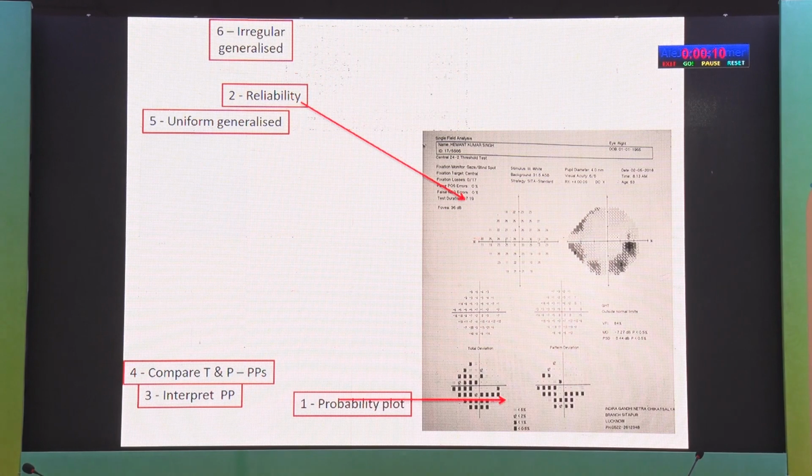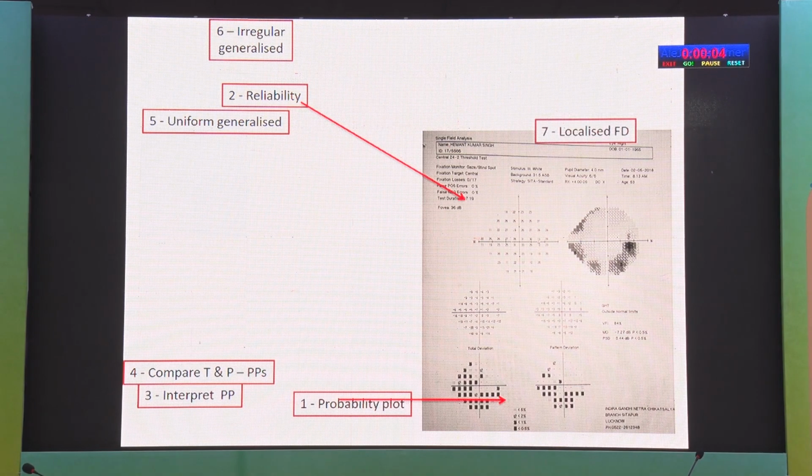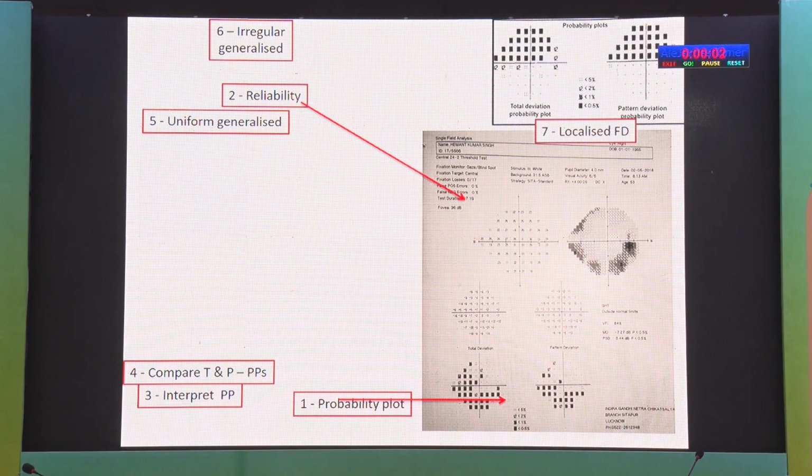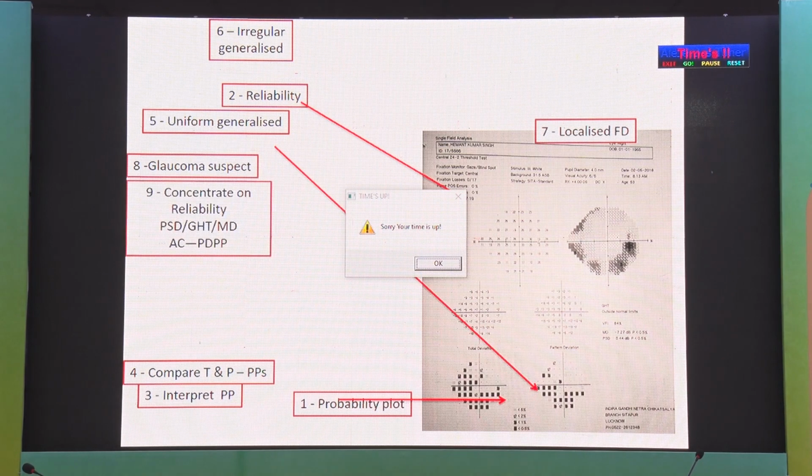But an irregular generalized field defect like this, where there is a bad total and a localized field defect in pattern, is definitely suggestive of glaucoma, as also a localized field defect where there is a bilaterally symmetrical field like this. So in such cases, you start looking at the fields. If you have a glaucoma suspect, you will see whether Anderson's criteria is fulfilled. The reliability indices should be as near zero as possible. And you will focus on the pattern standard deviation, glaucoma hemifield test, and the mean deviation.